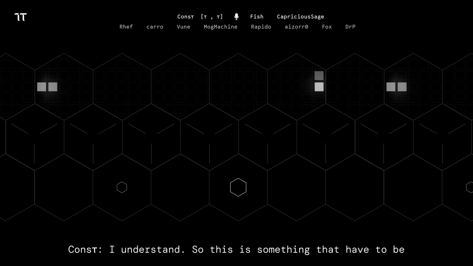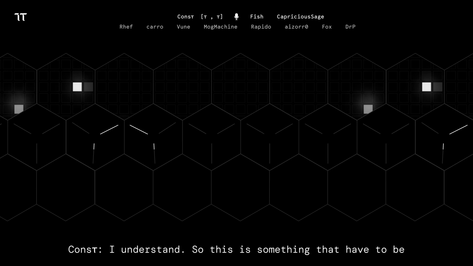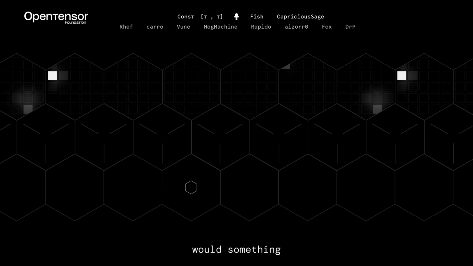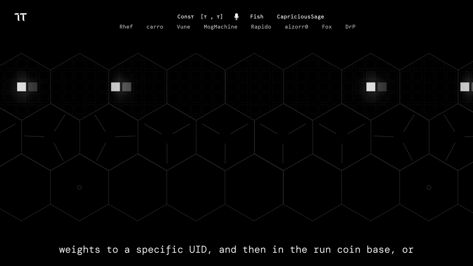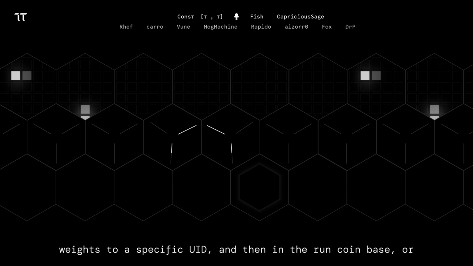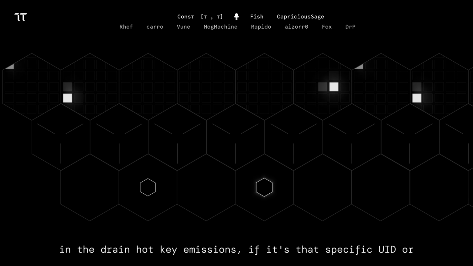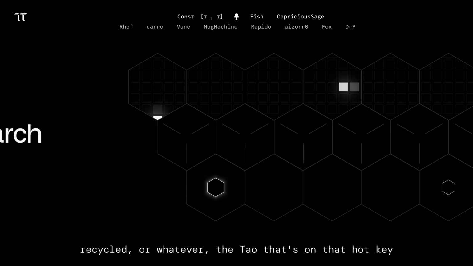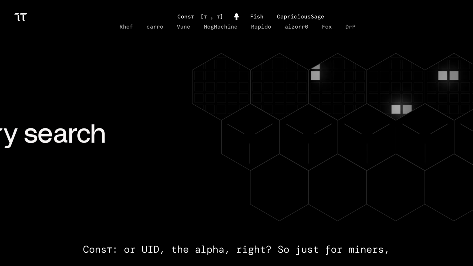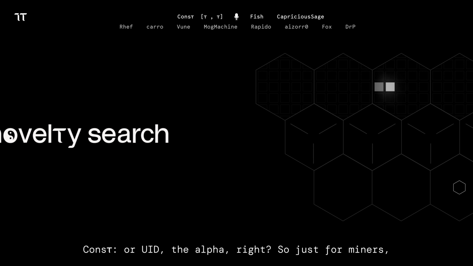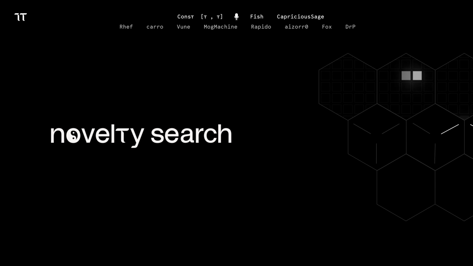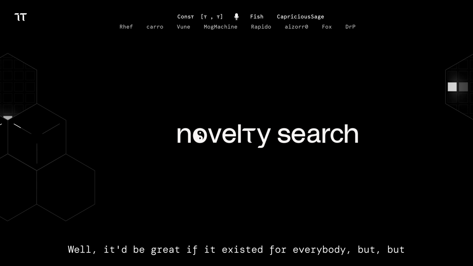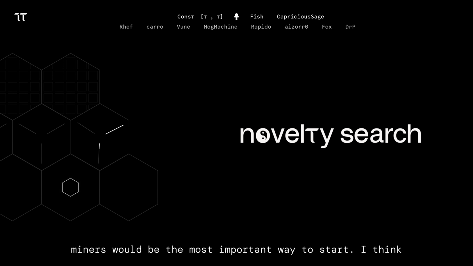I understand. So this is something that would have to be organized by the validators themselves, correct? No, it's something that just needs to be set on chain, where you can set weights to a specific UID, and then in the run Coinbase or in the drain hotkey emissions, if it's that specific UID or that specific hotkey, it just gets burned or recycled or whatever. The TAO that's on that hotkey or UID. The alpha. Right, so just for miners. Correct. Well, it'd be great if it existed for everybody, but miners would be the most important way to start.